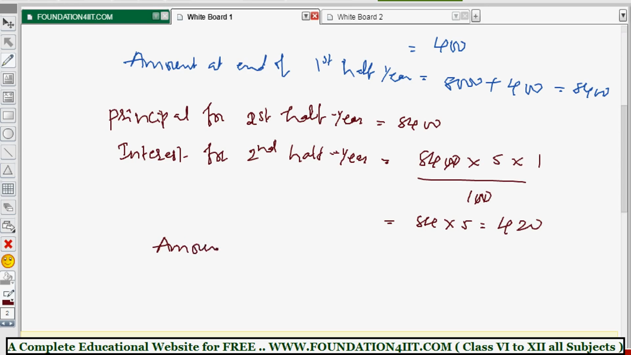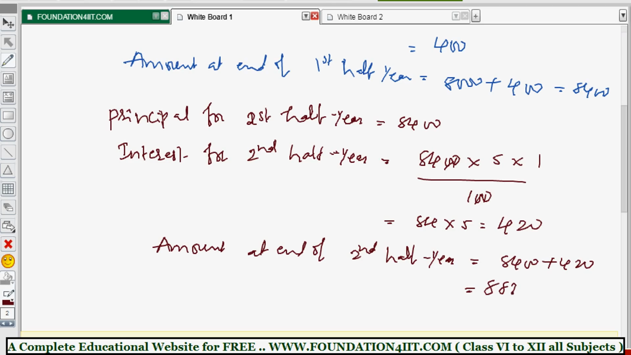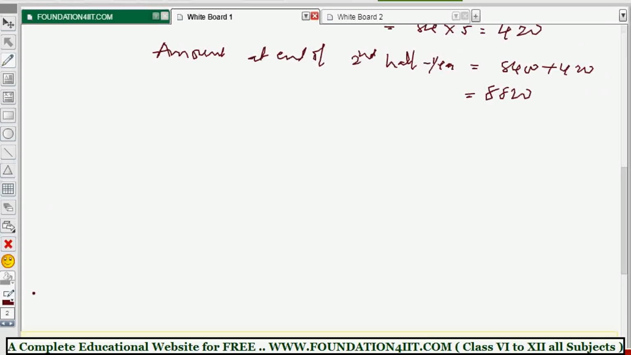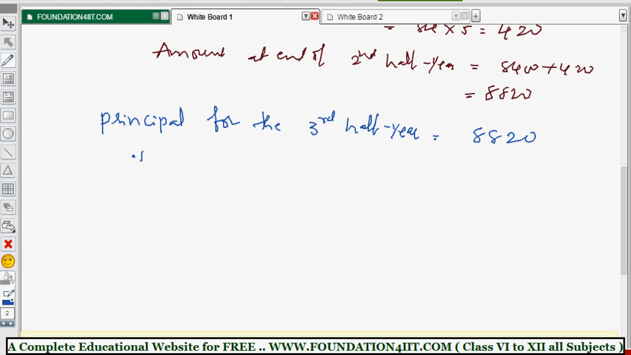Then the amount at the end of the second half year is 8,400 plus 420, which totals 8,820. This becomes the principal for the third half year, that is the 1.5 year. So the principal for the third half is the amount at the end of the second half year, that is 8,820.